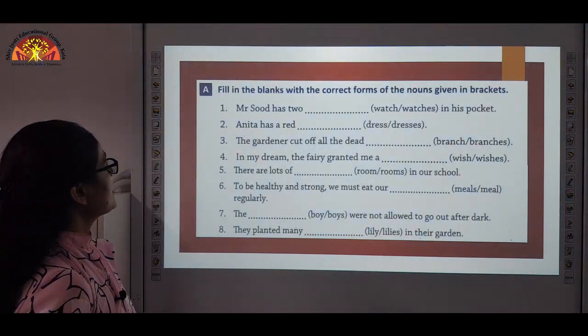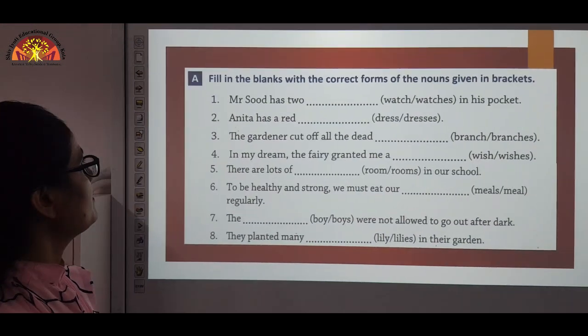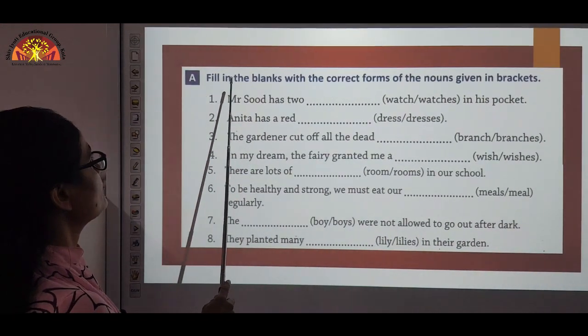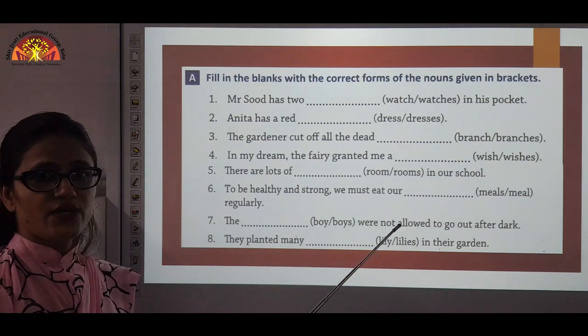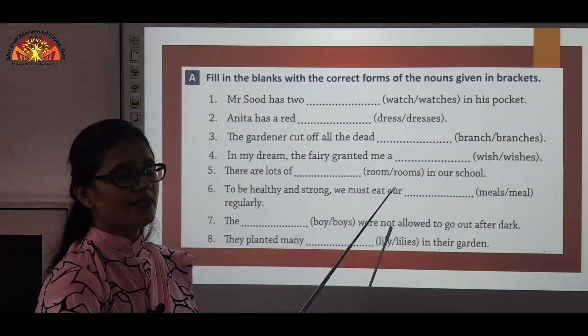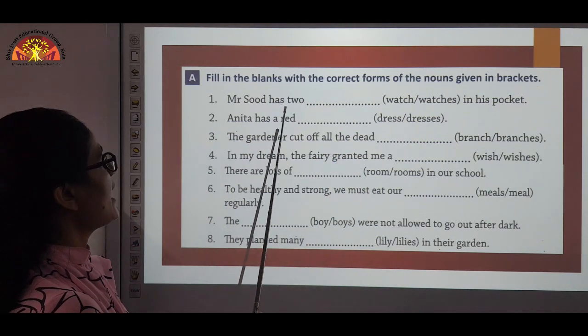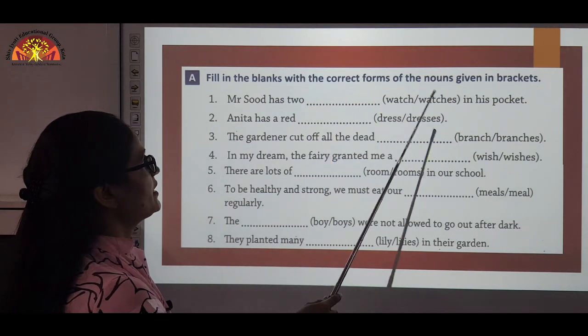Let's see exercise number A. In exercise number A, you have to fill in the blanks with the correct form of nouns given in the bracket. You are given the options in the bracket. Mr. Sooth has 2 dash in his pockets.